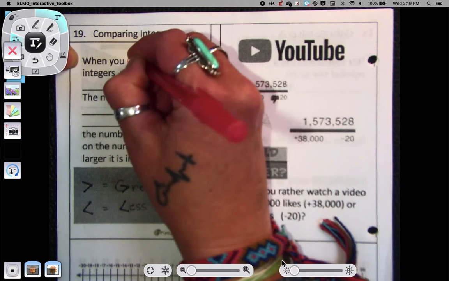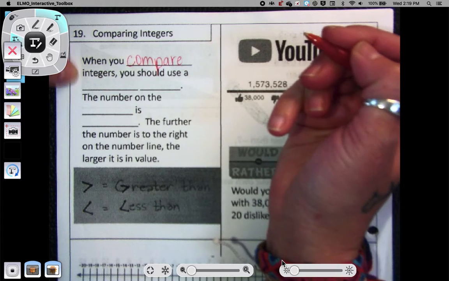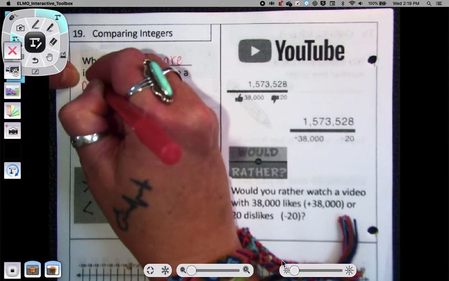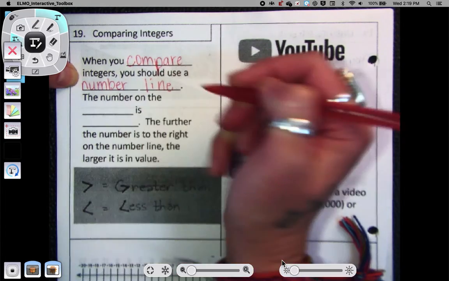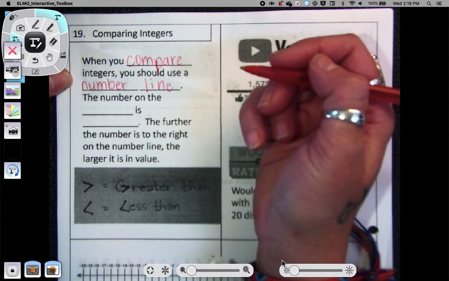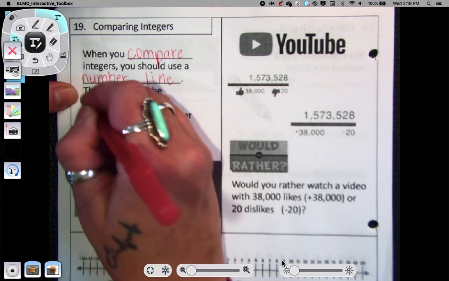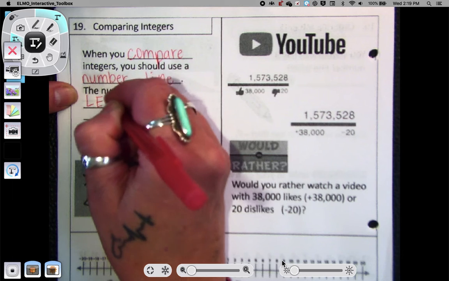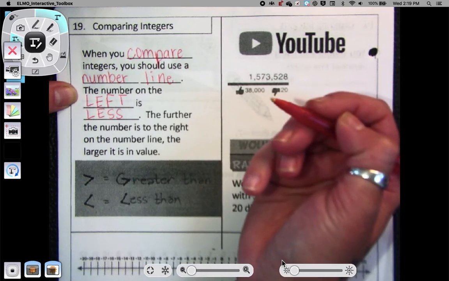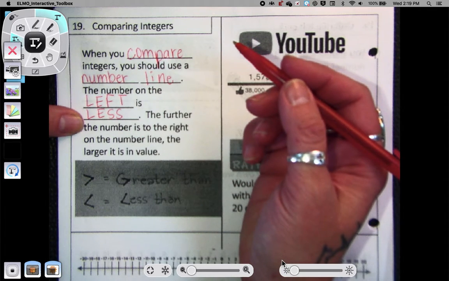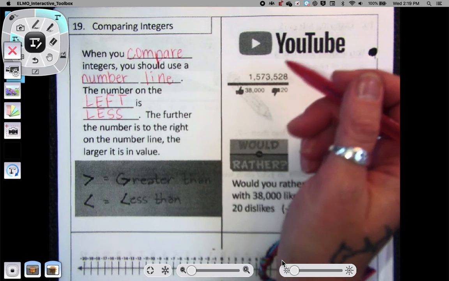When you compare integers, you should use a number line. The number on the left is less. The further the number is to the right on the number line, the larger it is in value.